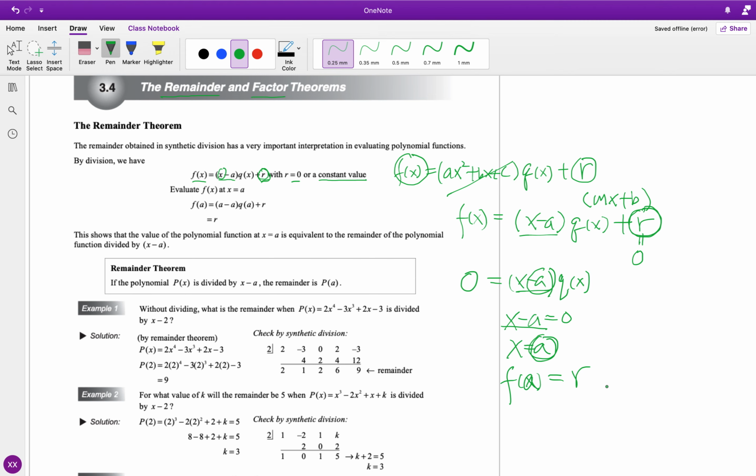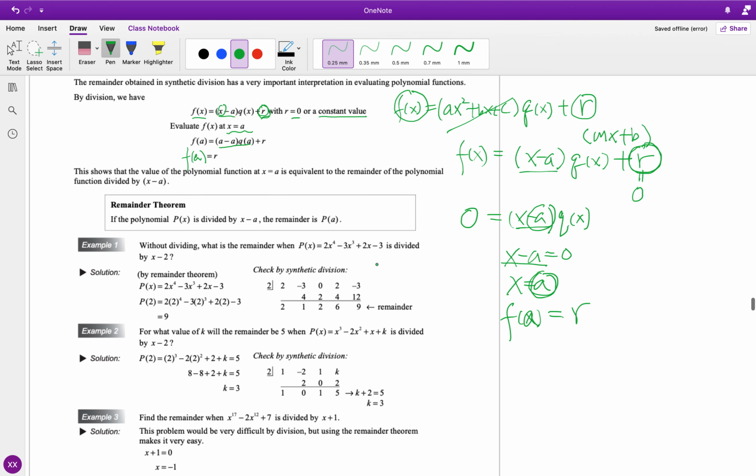So how can we think this way? Because if x equals a, then x minus a becomes a minus a, which is 0, so this thing is gone. Then f(a) equals your remainder. This is what we're trying to say here. So it says if the polynomial P(x), or you could say f(x), is divided by x subtract a, then the remainder is P(a).